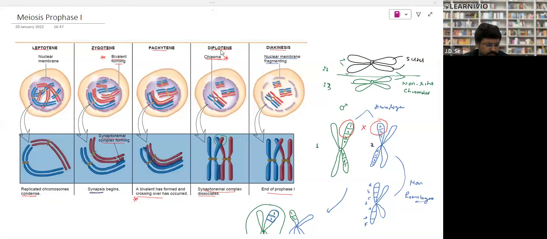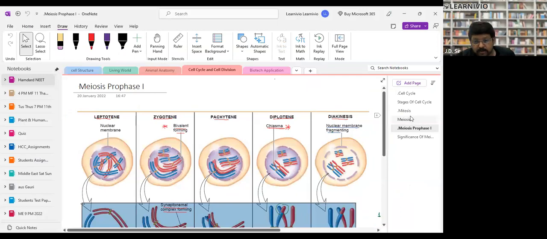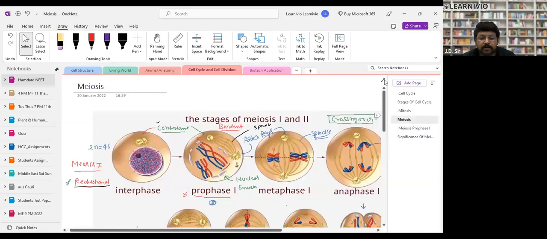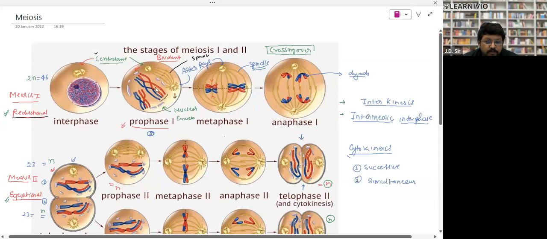Understood? So like the end of the chromosome, they combine. This is the end of prophase, right? Not the end of meiosis. So look again, I will go back. Look here. This prophase has been divided into four parts: leptotene, zygotene, pachytene, diplotene, diakinesis. Got it, Martin? Clear or not?